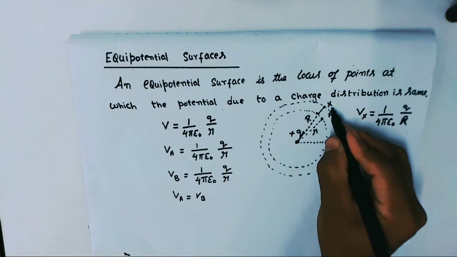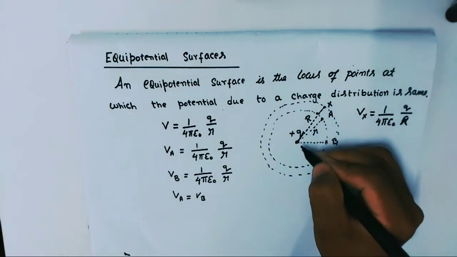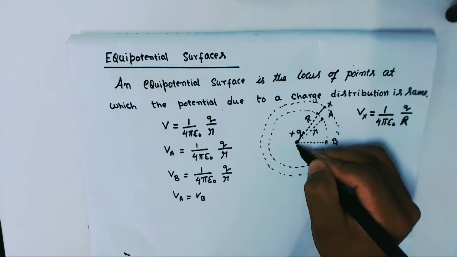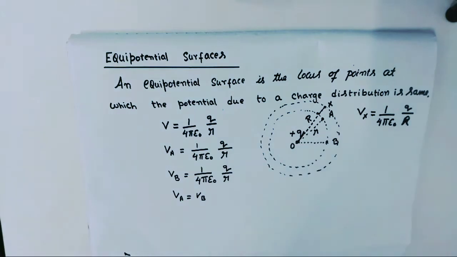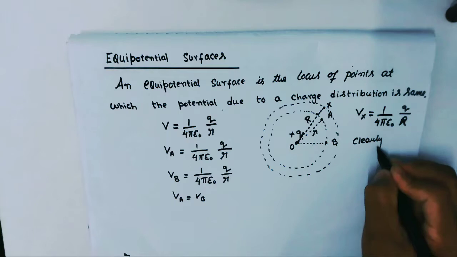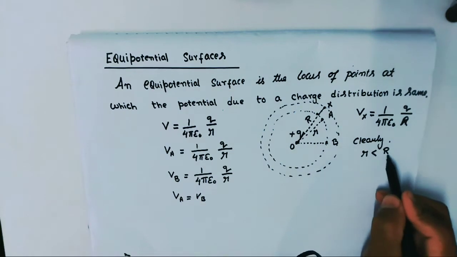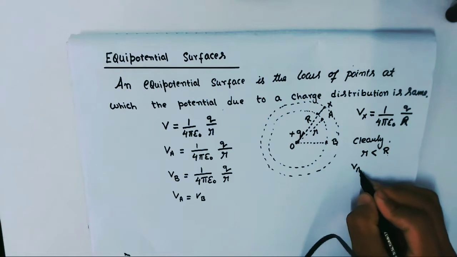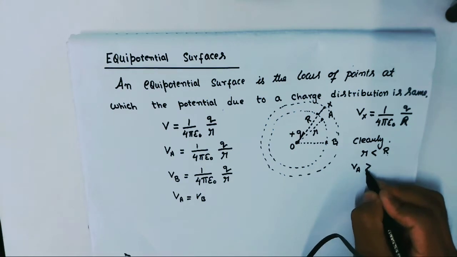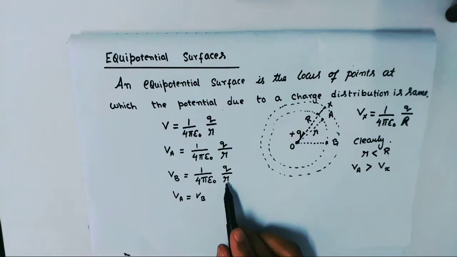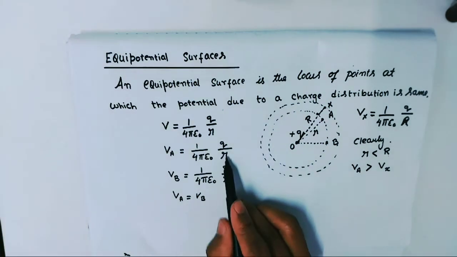As we see from here, the distance of point X is much larger than the distance of point A from this point O, say. So clearly from here, R is less than capital R. This means that VA is greater than Vx. Why? Because this R is smaller than capital R.